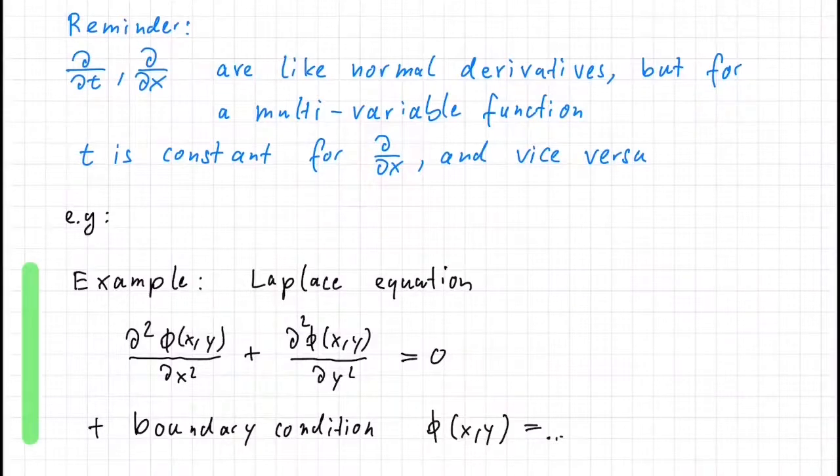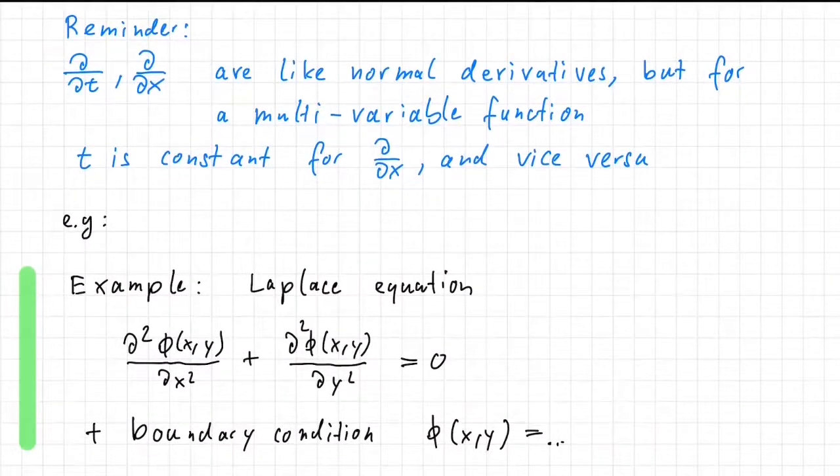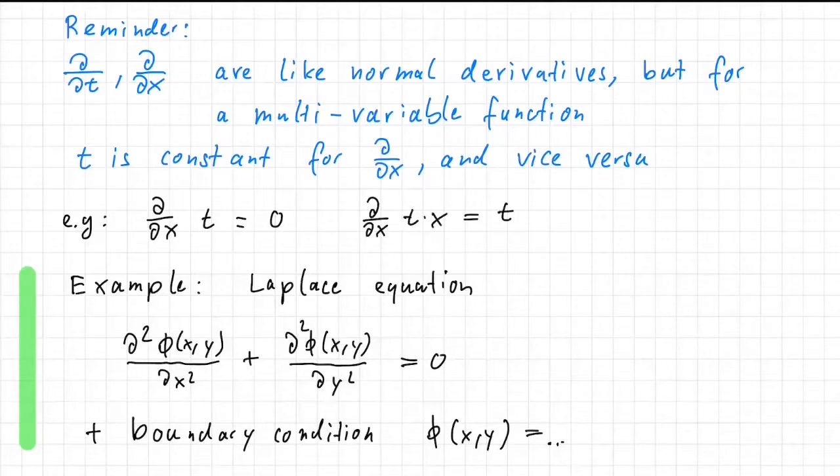and vice versa. What this means in practice is that if we want to calculate, for example, d/dx of t, then t is a constant for d/dx, so this gives us a 0. Whereas, for example, d/dx of t times x would give us simply t, because t is just like a number for d/dx. So we just have the usual derivative relations that we need to do. So this is just to bring us all on the same page again.